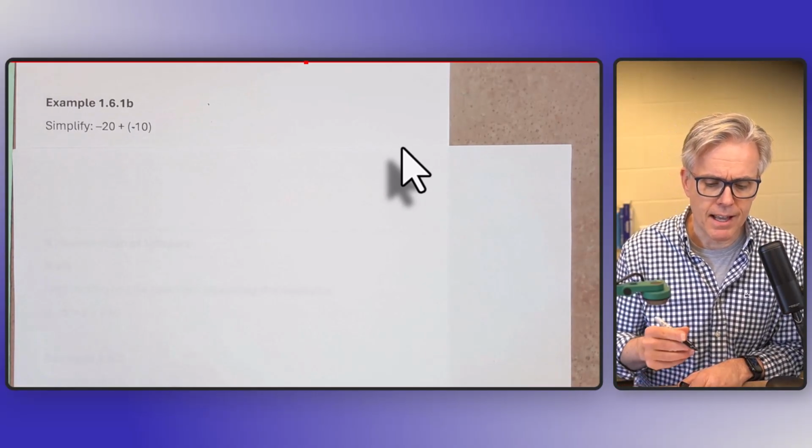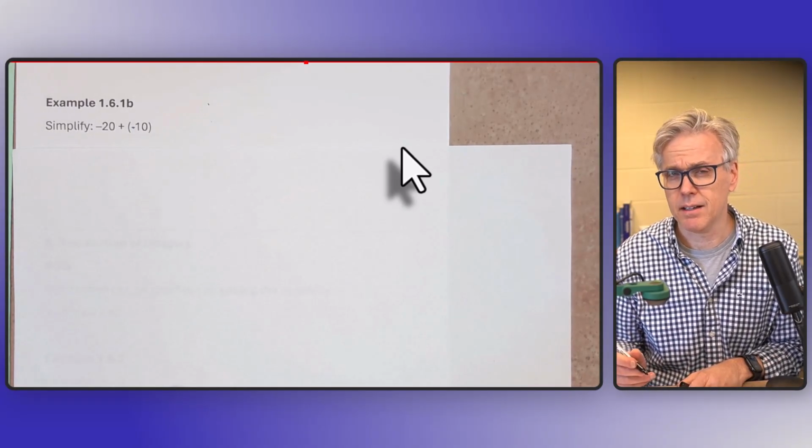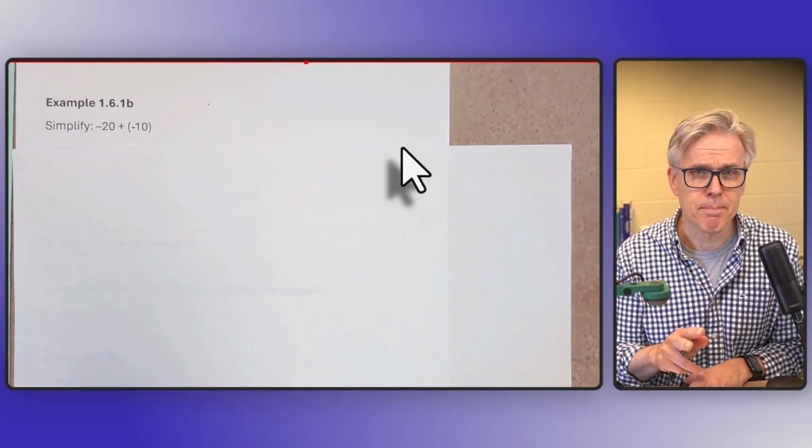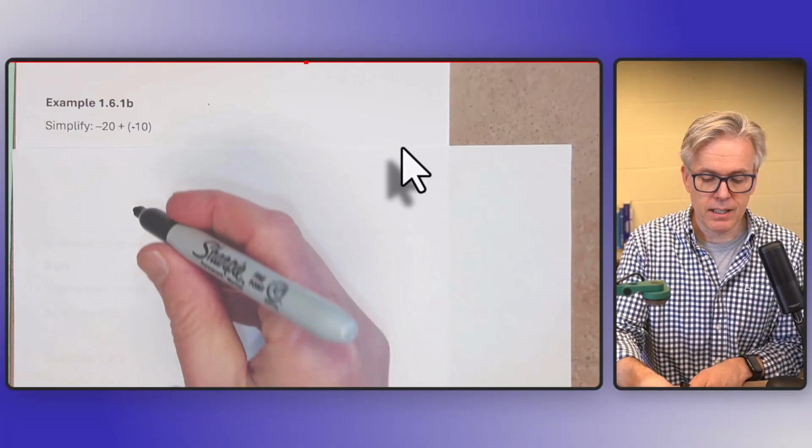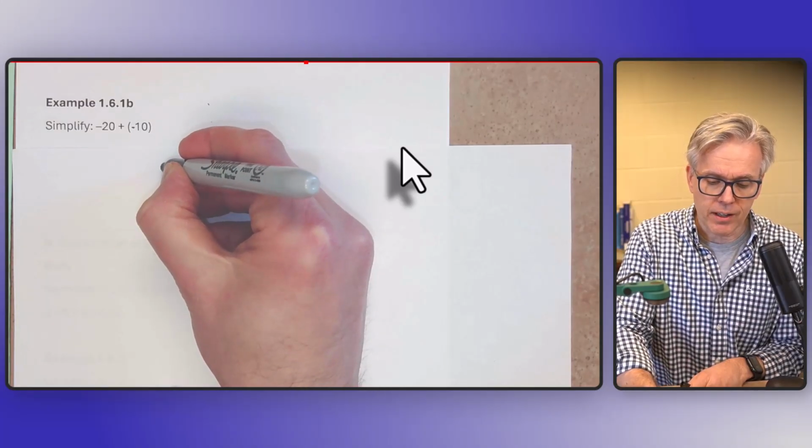Okay, how about this one? -20 plus -10. Recall when the signs are the same, we just add the numbers and keep the sign. So -20 plus -10 is going to be -30.